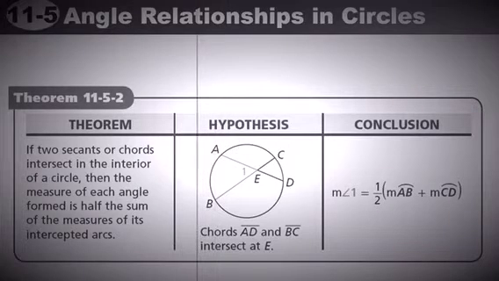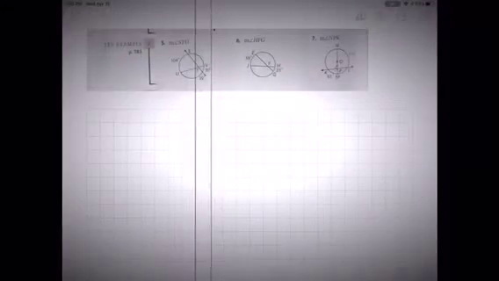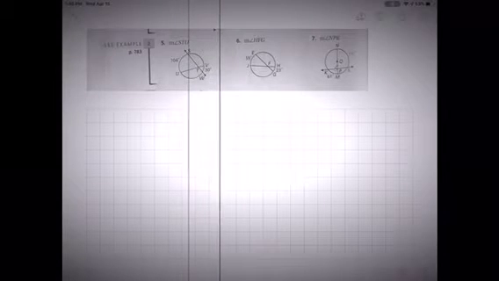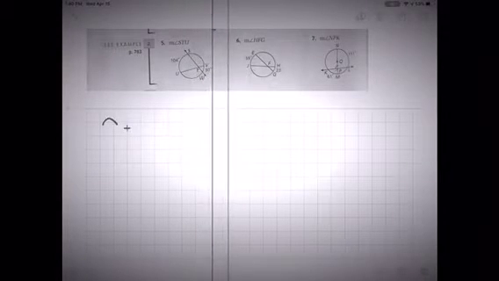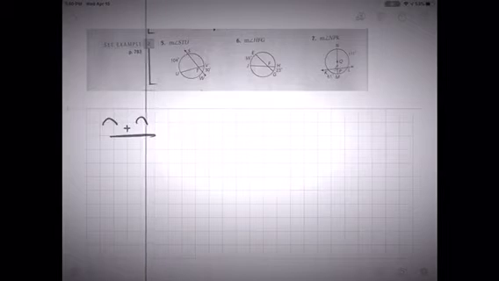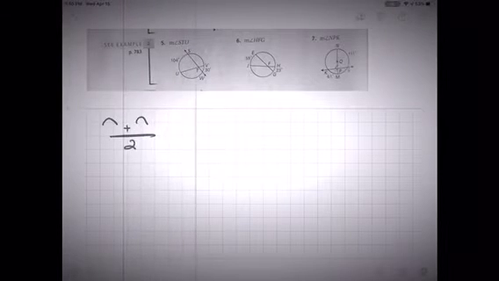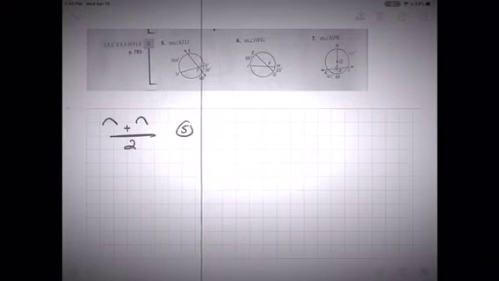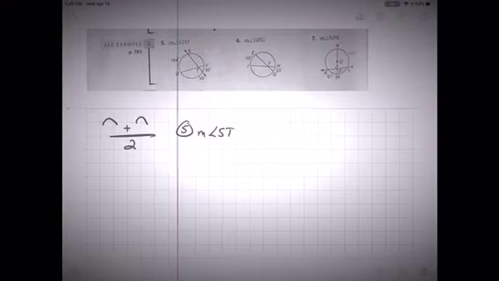And then if the vertex is on the inside of the circle, we have a new rule. We're going to do arc plus arc divided by 2. And when I do it this way, it kind of looks like a face. See the eyes and the nose and the mouth and the chin. And so remember, arc plus arc divided by 2.